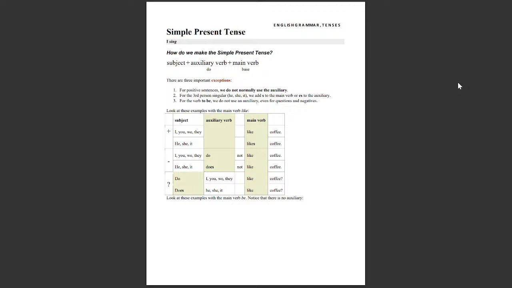Okay, it's a base. And there are three important exceptions also. Like for positive sentences, we do not normally use the auxiliary verb. And for the third person singular, he, she, it, we add s to the main verb or es to the auxiliary.